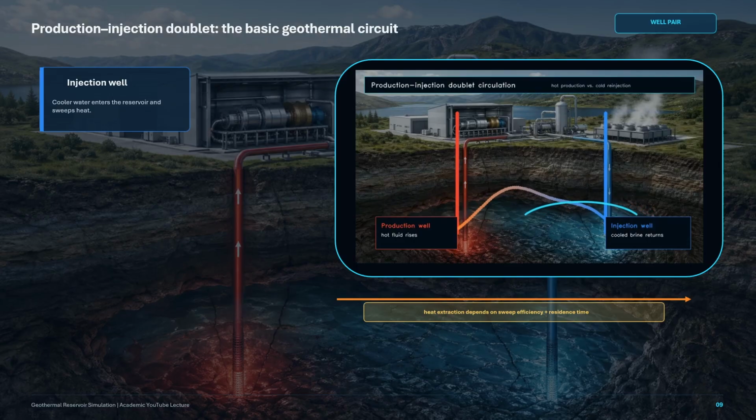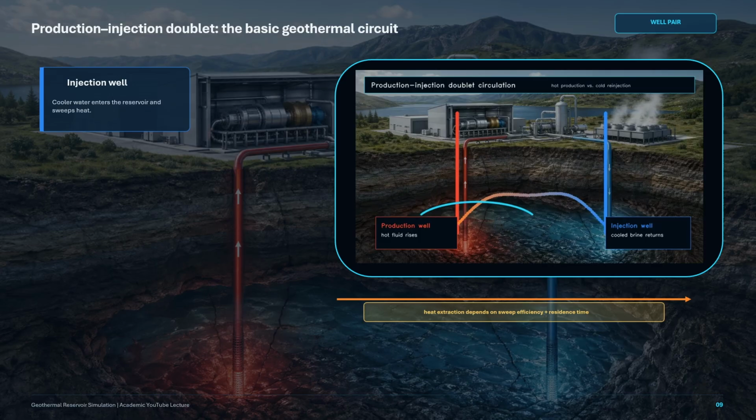The production injection doublet is the basic geothermal circuit. Cold or cooler water is injected into the reservoir through the injection well. As it moves through hot rock, it gains heat. Then the heated fluid is produced through the production well and used at the surface for electricity generation or direct heating. After heat extraction, the cooled water is usually re-injected to maintain pressure and support sustainability.